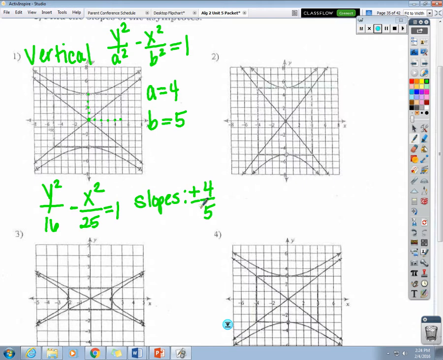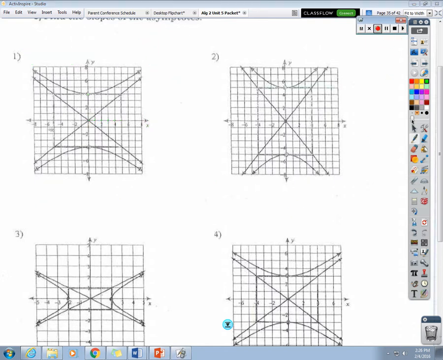Okay, so why don't you go ahead and try number 2, and then we'll go over it once you've had a chance to try it. For 2, is this a vertical or horizontal hyperbola? Vertical. Okay, so that means we need to use the equation that starts with y squared over a squared minus x squared over b squared equals 1. Okay, so now we need to know what a and b equal. Well, a is paired with what letter for this one?